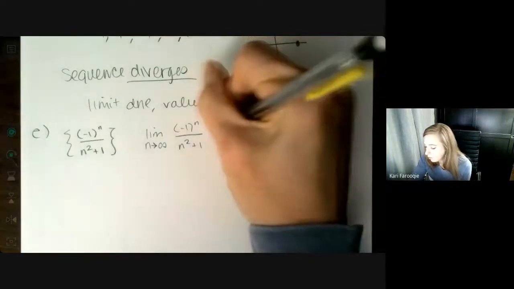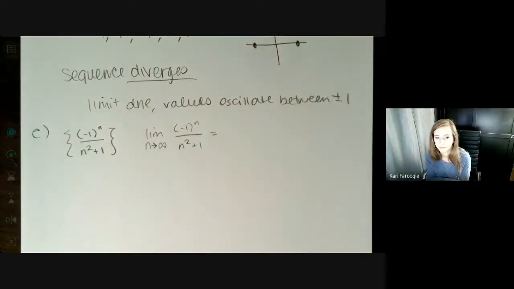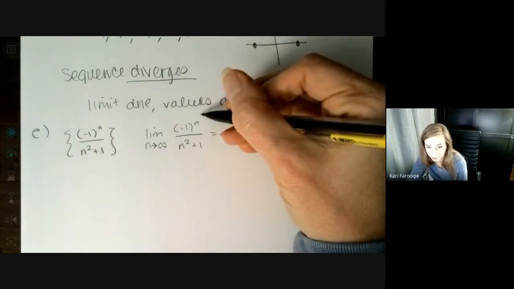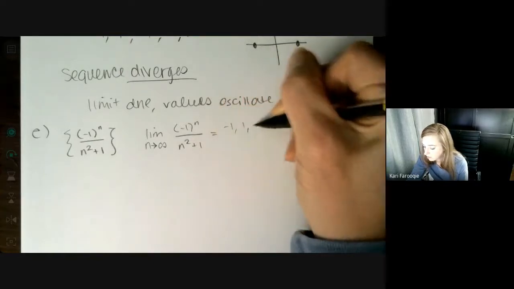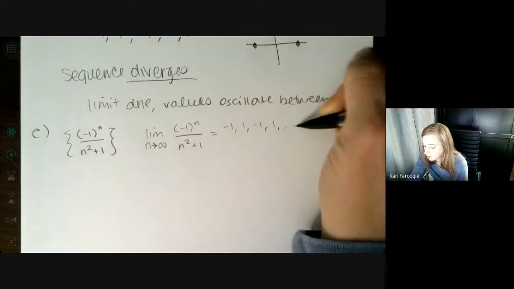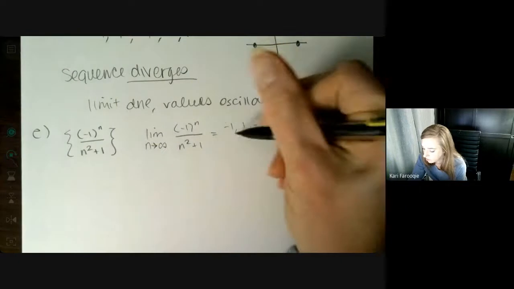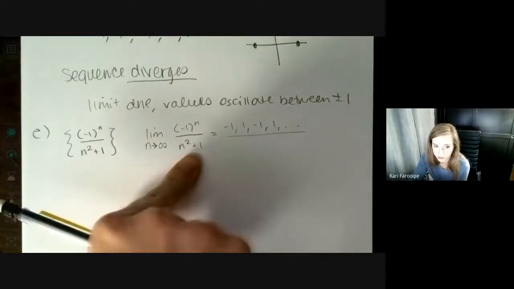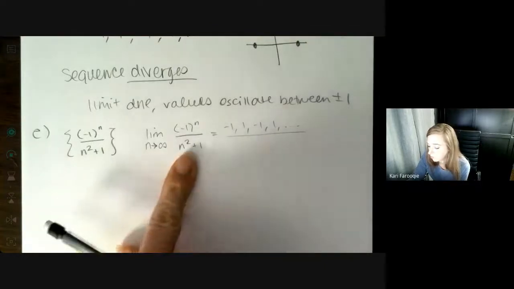I want you to think about what happens always to the numerator. If n is 1, the numerator is going to be -1. If n is 2, the numerator is +1. -1, +1, -1, +1. It's going to do that all the time. And then in the denominator, if you were to actually apply this limit, you would see that the value in the denominator would head off towards infinity.